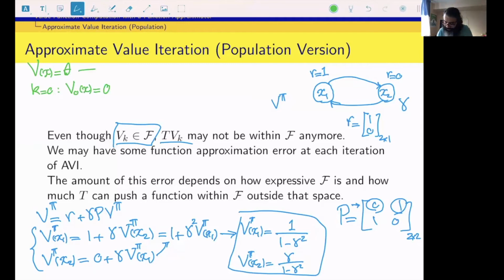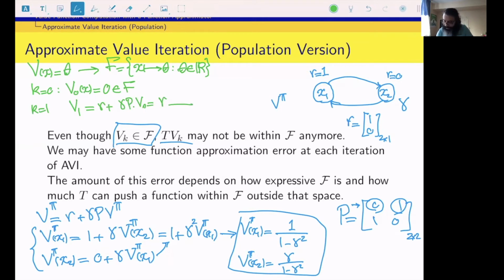So this function space, maybe I'll write it a bit more formally, with theta. This is our function space, so v0 definitely belongs to F. Now I want to compute V1, and suppose I want to do it exactly. So at k equal to 1, I have the reward plus gamma times P v0, which would be r.